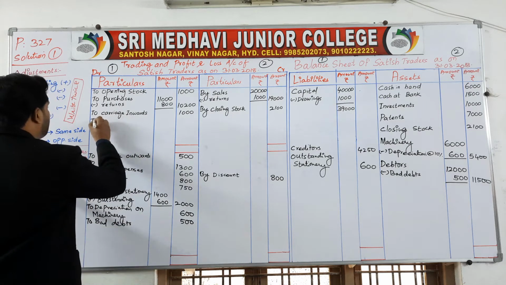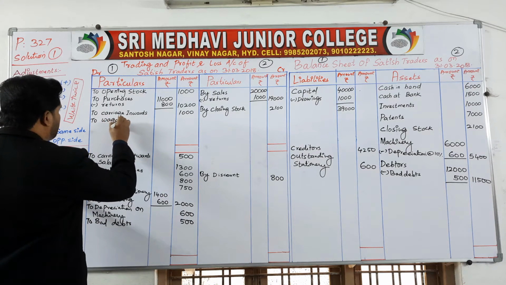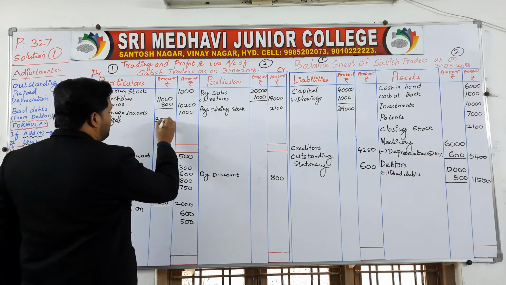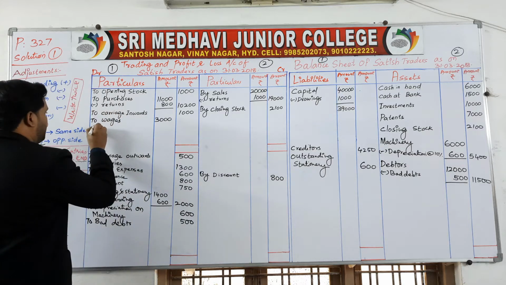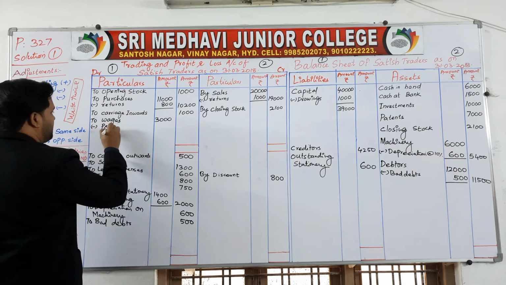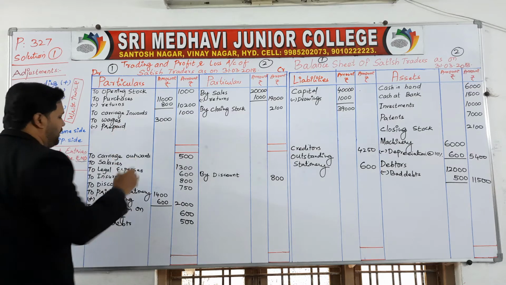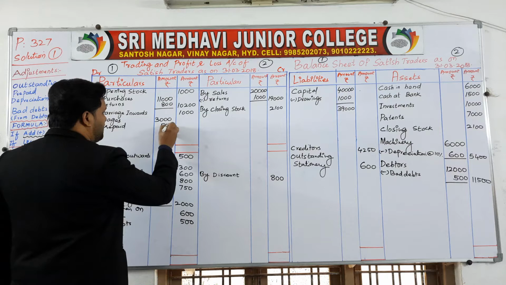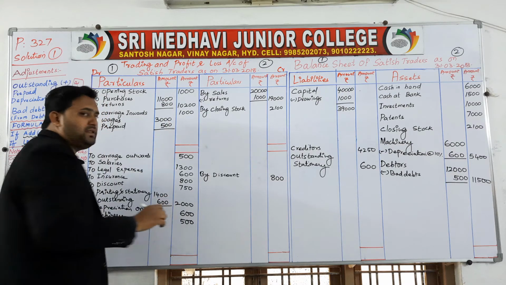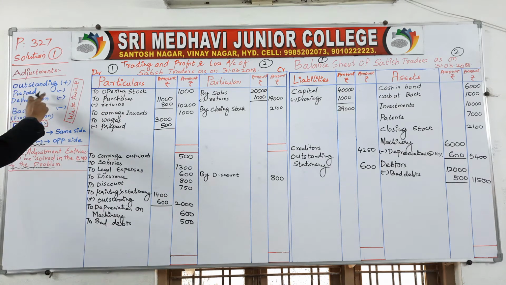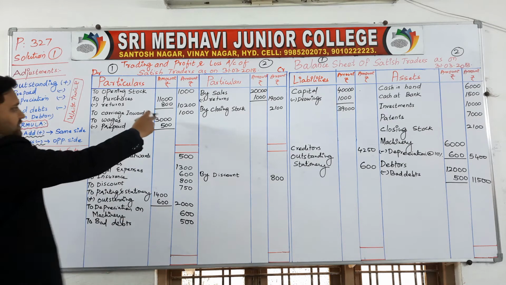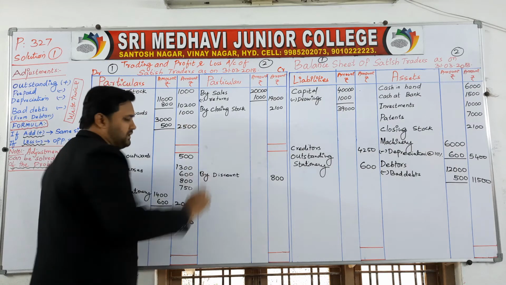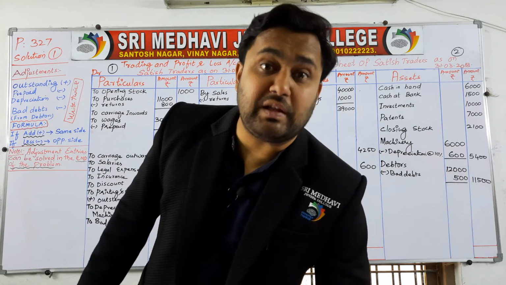Wages. How much wages is given? 3,000. It should be written in inner column. Minus prepaid. How much prepaid wages is given? Prepaid 500. So prepaid in the sense, what you have to do? Minus from the particular amount. From 3,000 minus 500, you will get 2,500. You have written only once.